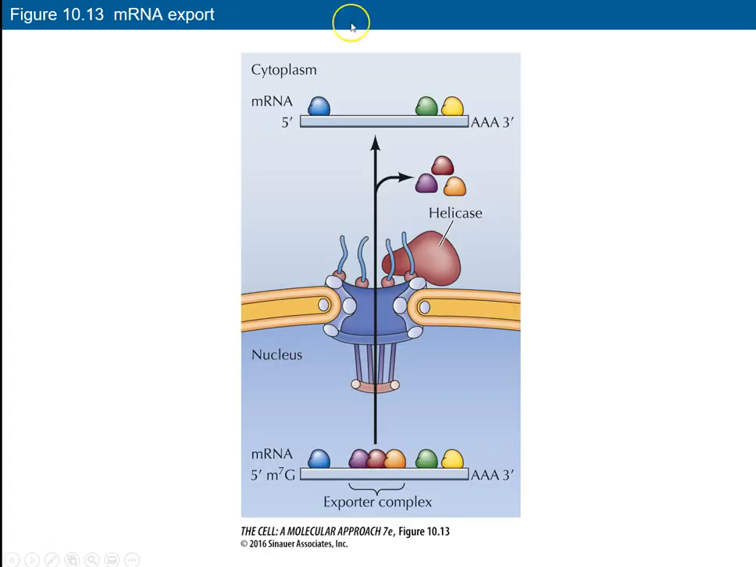Okay, so this is showing you the export of mRNA. And so you can see here, right, these are the proteins that are bound to it. So this is that mRNA or that RNP, right, ribonucleoprotein complex. And so it gets transported out. Helicase sits here and basically ensures that it moves this way, and it will catalyze the removal of some of these proteins in that complex to ensure that it's moving that way.